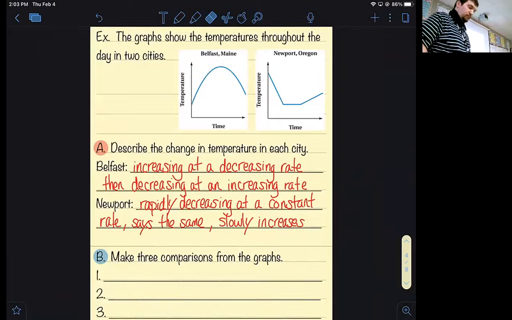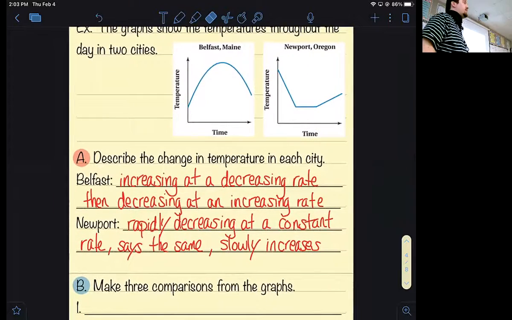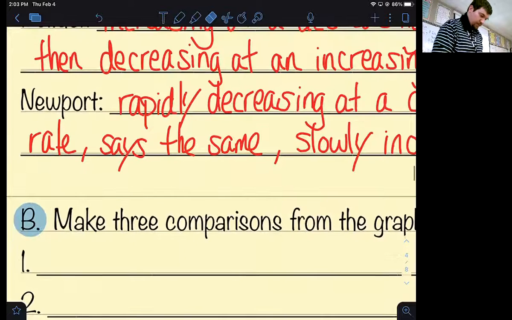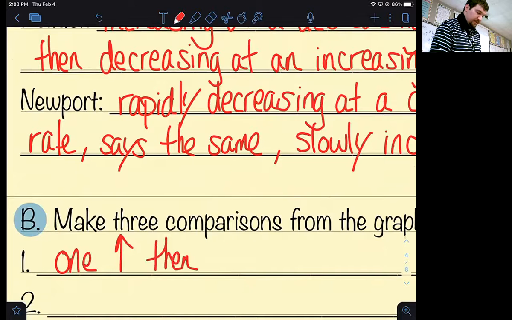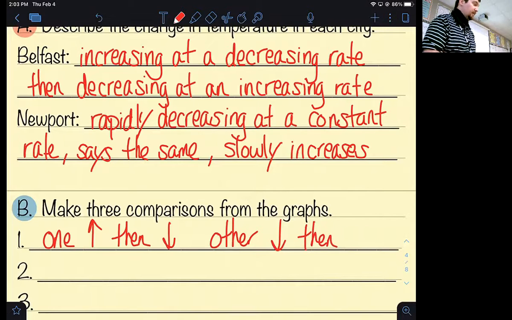Caleb: They're both talking about weather. I need something more math related than they're talking about weather. Devin: One increases, then decreases, the other one decreases, then increases. Okay, I like that. So one, I'm going to put one increases, then decreases. And then I would say the other vice versa, decreases, then increases. Okay, I like that. Caitlin?